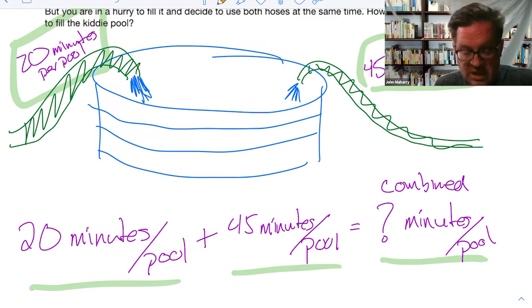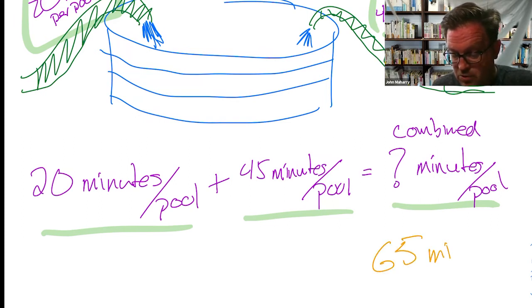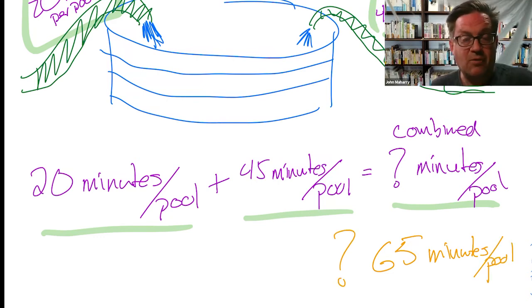If one hose takes 20 minutes and I have another hose that takes 45 minutes, it shouldn't be 65 minutes to fill the pool, right? It should be faster. This can't make sense. I have one that's filling it at 20 minutes. If I have another, add more water, it should fill it faster than 20 minutes. Why? What's wrong about this? And why don't these units add the way other units do?